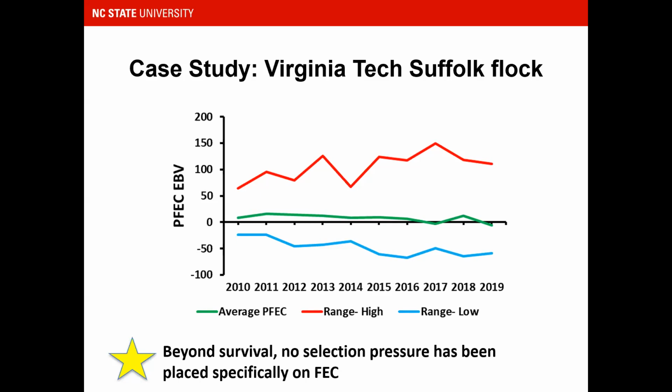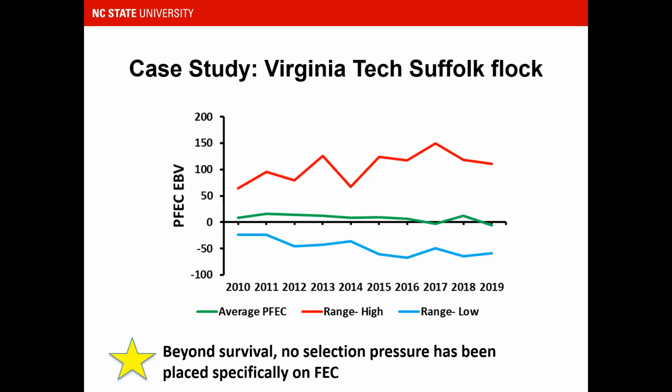But you can see the range, the high end of the range depicted by the red line, the low end of the range depicted by the blue line. There is some variation there. We have fecal egg counts at this point in that flock that are upwards of 100 to 150, and as low as around -50. So there are individuals that you can certainly select from, and if you wanted to make progress and improve fecal egg count, improve parasite resistance within the Suffolk flock there, certainly be possible.